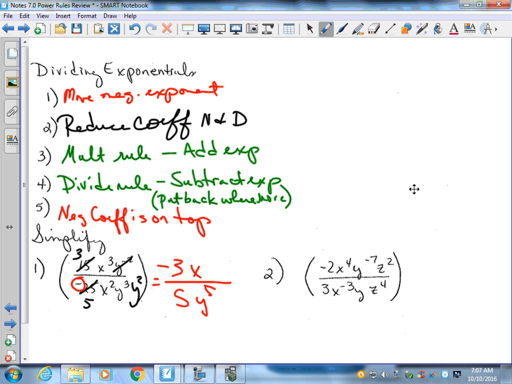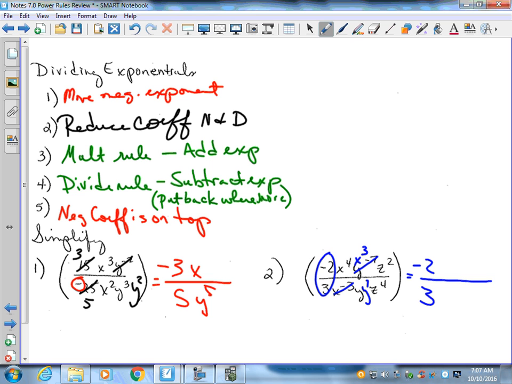So over here, I look at the coefficients. The negative's already on top. That's fine, so that's not going to always be a rule I need to worry about. So move negative exponents is always the first step. So we're going to move y to the 7th to the bottom, and we're going to move x to the 3rd to the top. Step 2 says reduce coefficients in the numerator and denominator, and negative 2/3 doesn't reduce. So I skip that step.